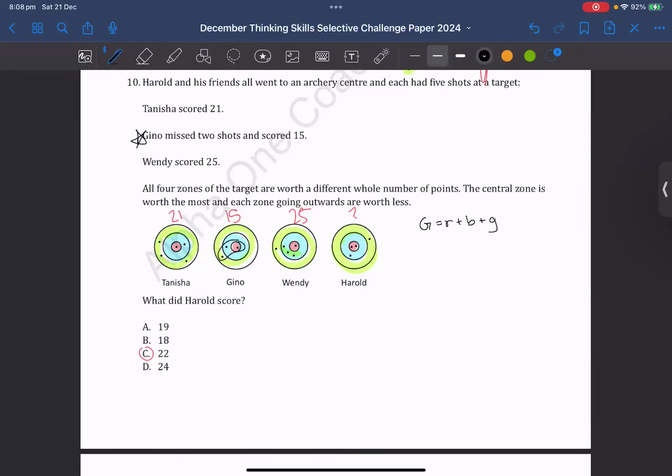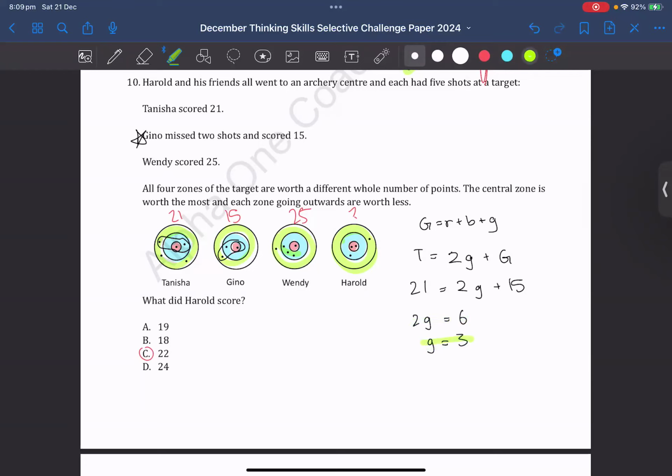Now I'm going to take a look at what Tanisha got, because I can see Tanisha got the same 3, but also got 2 green. So basically she got 2 green plus what Gino got. So putting that together, I know 21 is equal to 2 times whatever that green amount is plus 15, which is why the green amount is equal to 6. And 2 greens is 6, and 1 green is equal to 3. So that's what matters there.